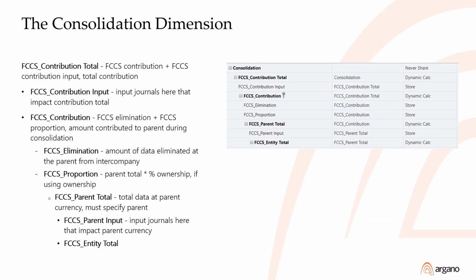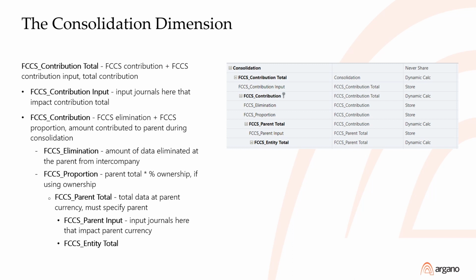Moving up the consolidation dimension, we have entity total now down here at the bottom. We take that information, and again, we have a journal entry member called parent input, and this is where we can input to the node between the parent and the child to impact parent total. Parent total is going to be at the parent currency, and parent input is going to again be at the parent currency. Above parent total, we have FCCS proportion, and FCCS proportion is simply for applications using ownership.